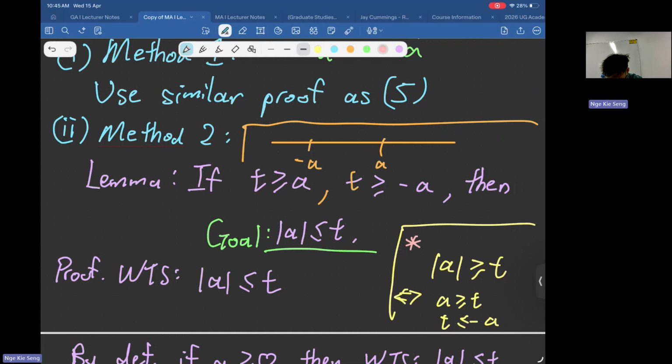I think this is not the form that you know from high school, right? From high school, I think we rewrite this as this. So we rewrite this as t less than or equal to a and then less than or equal to minus t. This is the form that we know.